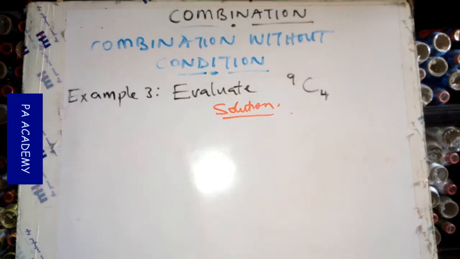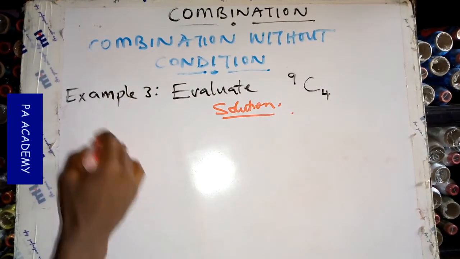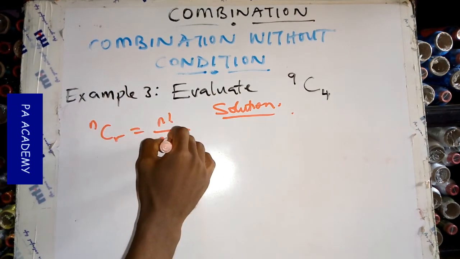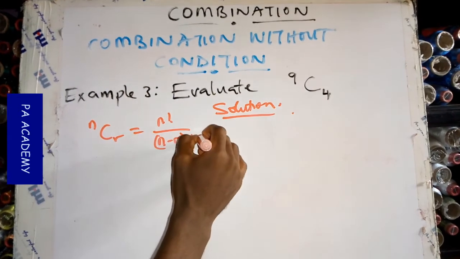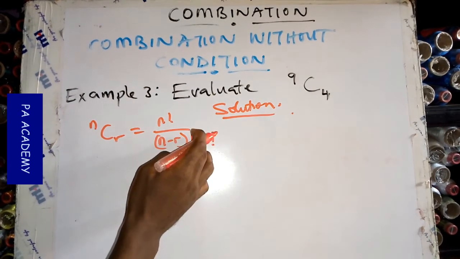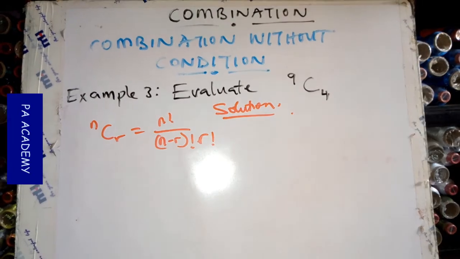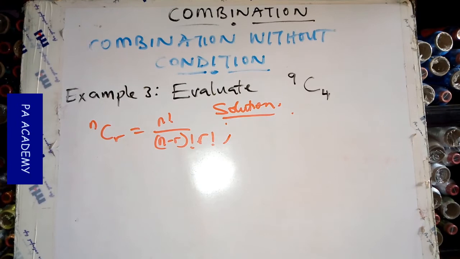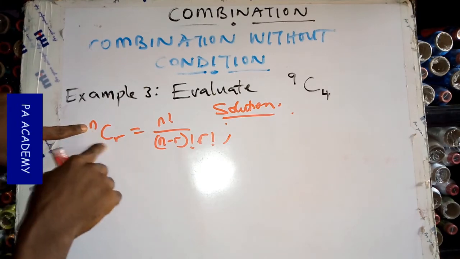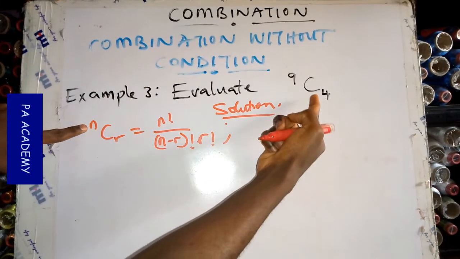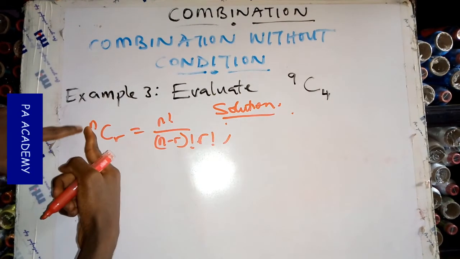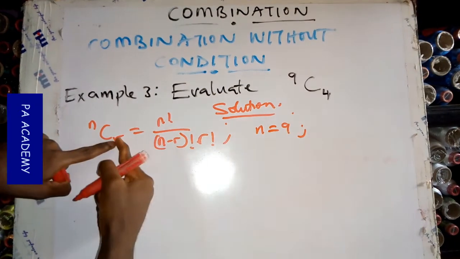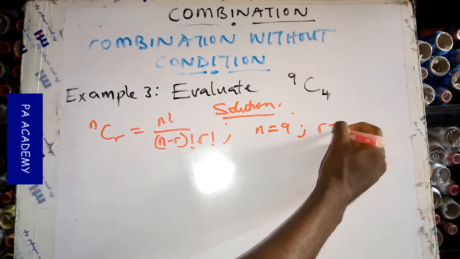So now in doing something like this, just apply the formula, which is n combination r is equals to n factorial over n minus r factorial multiplied by r factorial. So there's no need to put the multiplication sign. It's over r factorial. So now let's compare this with this so that we can get our n and our r. So if you look at it, this is n combination r. We're having 9 combination 4. So that means our n is 9. And then our r is equals to 4.